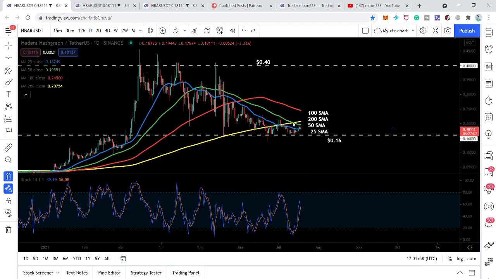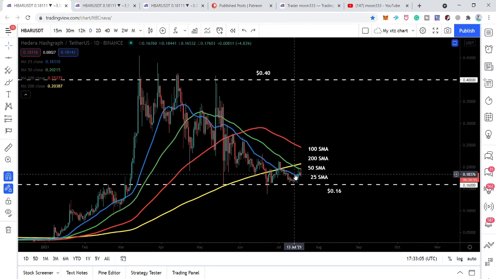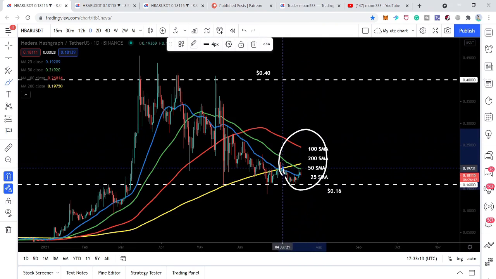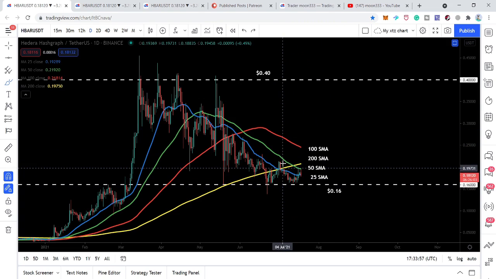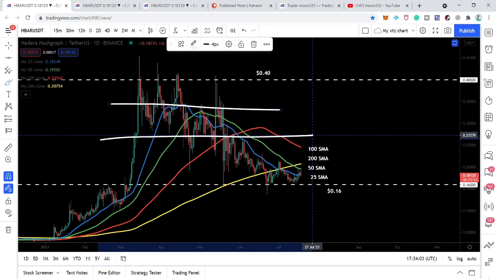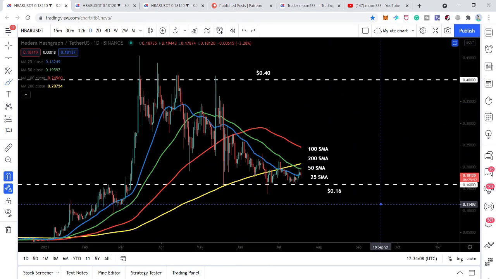At this time, you can see that the price action has almost broken out this 25 simple moving average, and at this time it is moving between the 50 and 25 simple moving averages. However, it has so many resistance levels of the simple moving averages like 50, 100, and 200. And here I have also shown the two major support and resistance levels, even though we have several support and resistance levels on the chart, but I'm going to share only two major support and resistance levels.